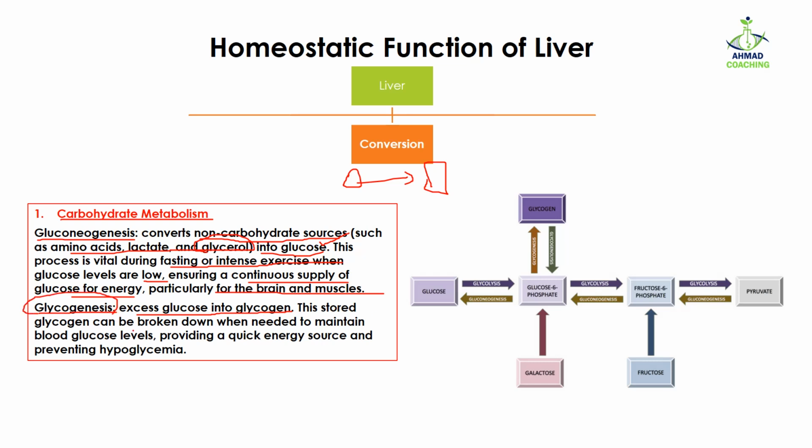This stored glycogen can be broken down when needed to maintain blood glucose levels, providing a quick energy source and preventing hypoglycemia. Hypoglycemia, like I told you before, is a condition in which the body has less glucose. So here we can see that this glucose is converted into glucose 6-phosphate by the help of glycolysis, and then this glucose 6-phosphate is converted into glycogen by the help of glycogenesis, and this glycogen is then stored in the liver, and this conversion process takes place in the liver.